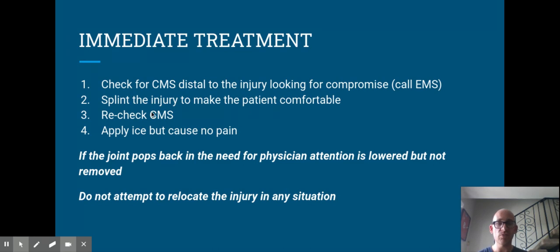After you apply the splint, you recheck CMS, and then you can apply ice, but do so in a manner that doesn't cause pain. Okay, if you drop a big lump of ice on a dislocated shoulder, it will hurt. You have to be very gentle, and perhaps you would use a slightly smaller bag.